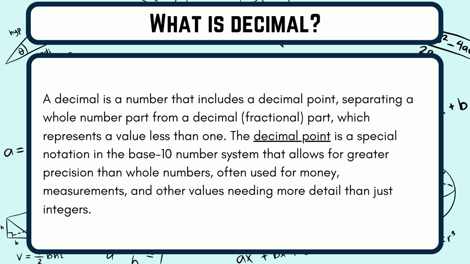So let us define what is decimal. A decimal is a number that includes a decimal point, separating a whole number part from a decimal fractional part, which represents a value less than 1. The decimal point is a special notation in the base 10 number system that allows for greater precision than whole numbers, often used for money, measurements, and other values needing more detail than just integers.